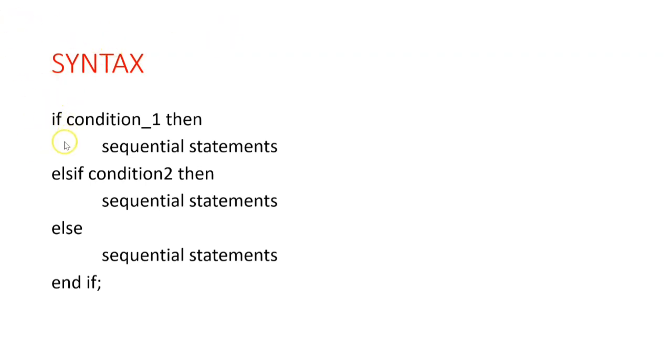There is a keyword if, then condition 1, then sequential statements, else if condition 2, then sequential statements, else sequential statements, end if. So in between you put else if. For the last clause you put else. Then you also have to end the if. This if you can also use in the process statement. Inside the process statement also you can use the if.